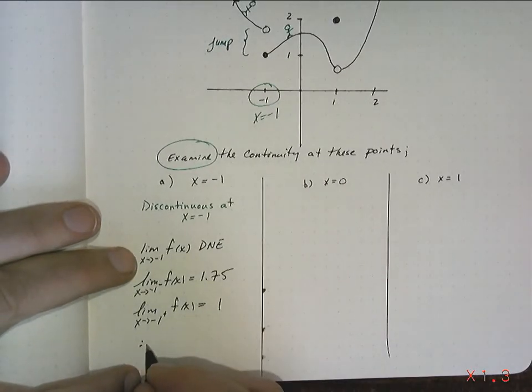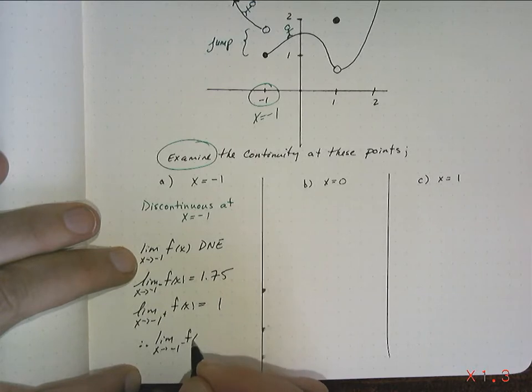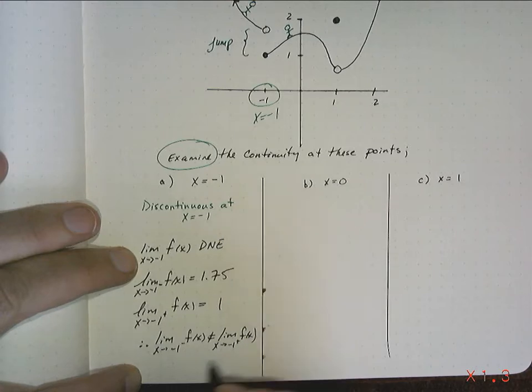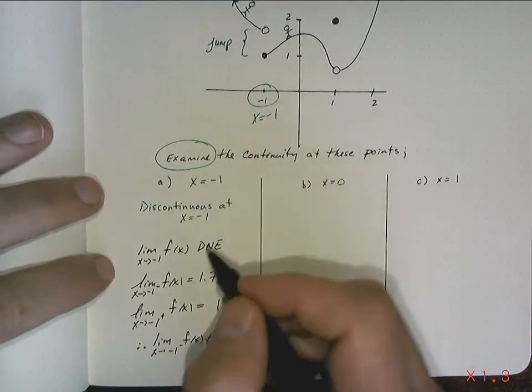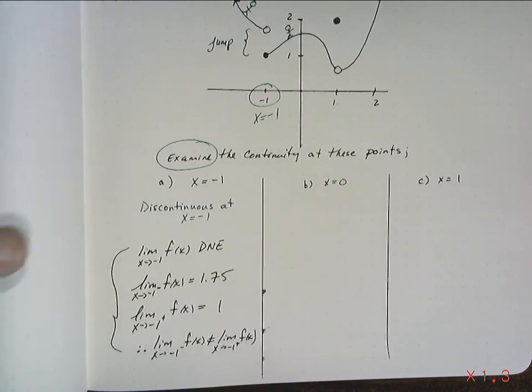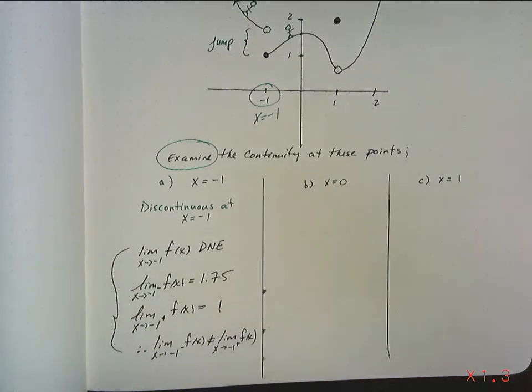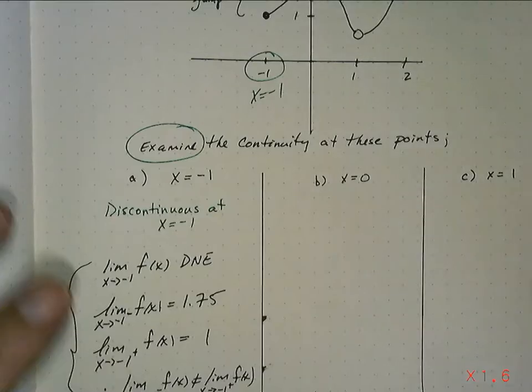So therefore, the limit as x approaches -1 from the left of f of x does not equal the limit as x approaches -1 from the right of f of x. And that is by definition a situation where the limit, the two-sided limit, does not exist. So yeah, I've done a lot of work in here, haven't I? And I've shown a lot of things. You should get used to that too. A simple answer of no there, or just discontinuous there, is probably a bad thing.